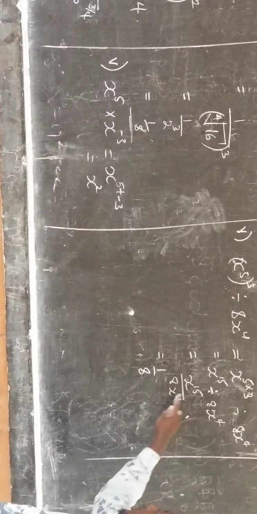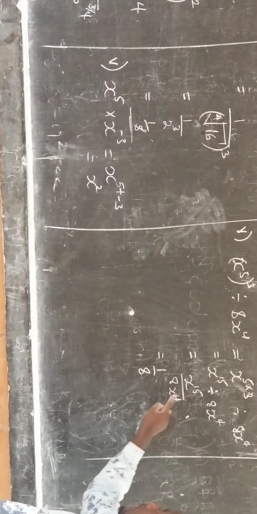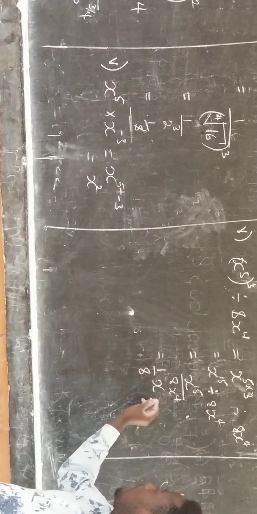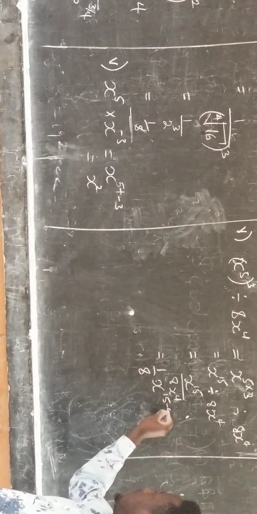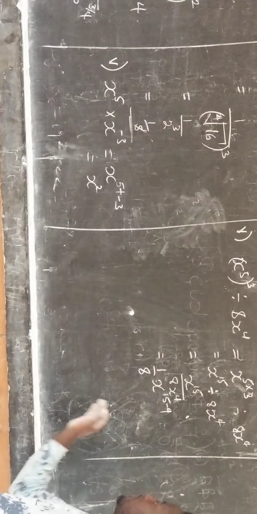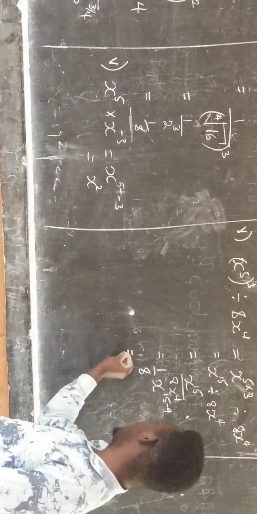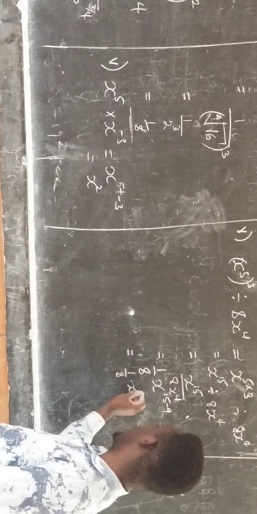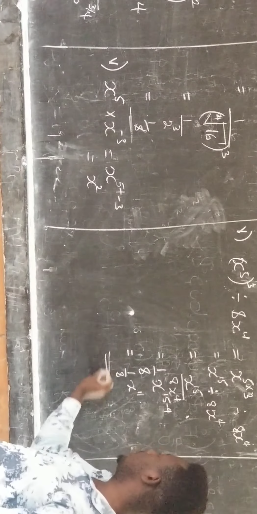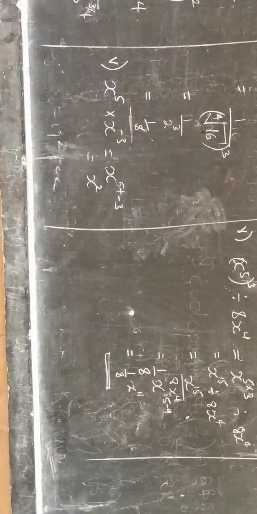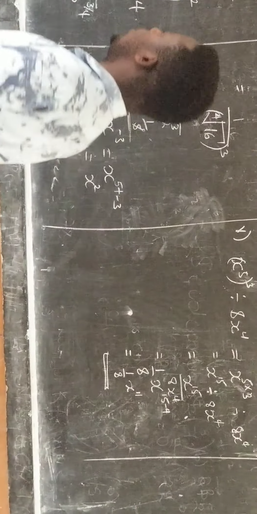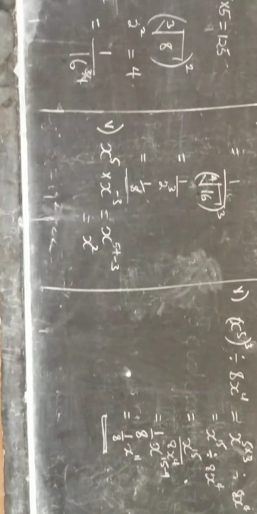Now x divided by x, same base, so I subtract the powers. So it shall be x power 15 minus 4, and actually the answer will become 1 out of 8 x power 11. I cannot simplify it further than that. Is that okay? So that was number 1 of the question.